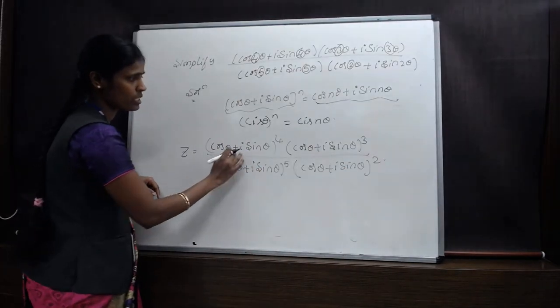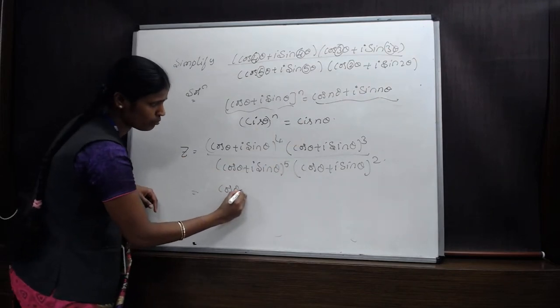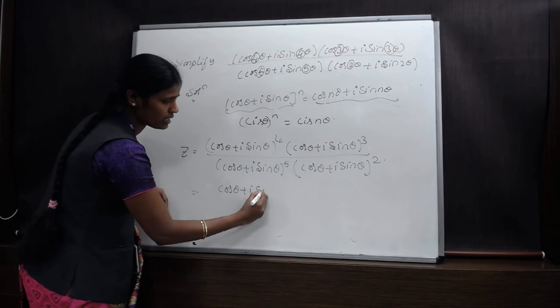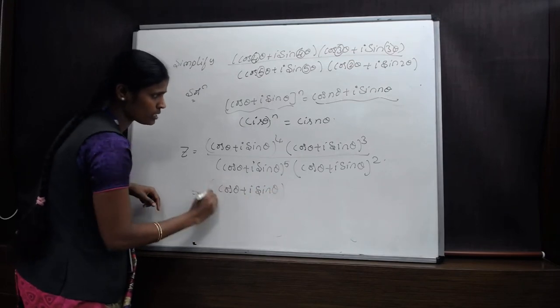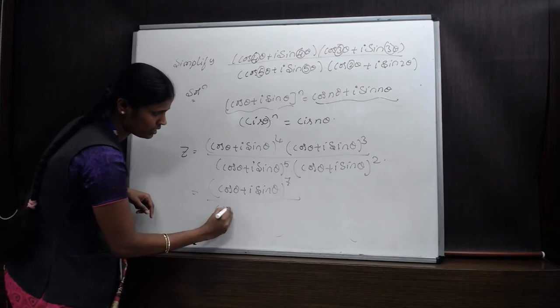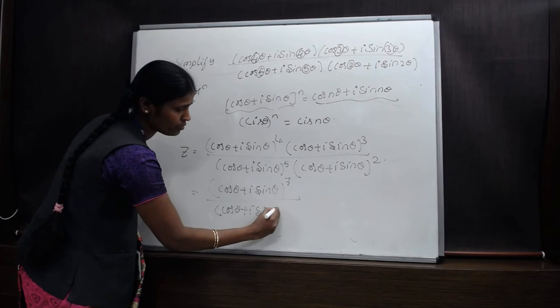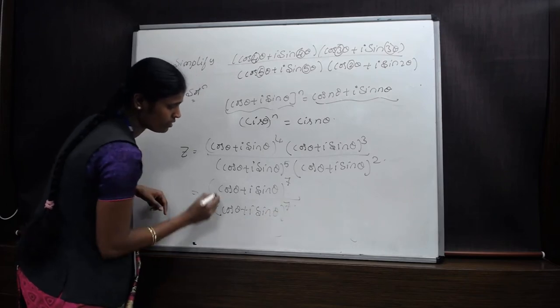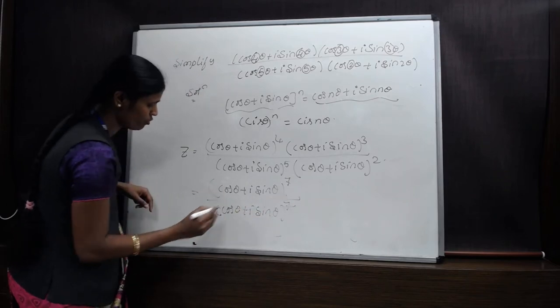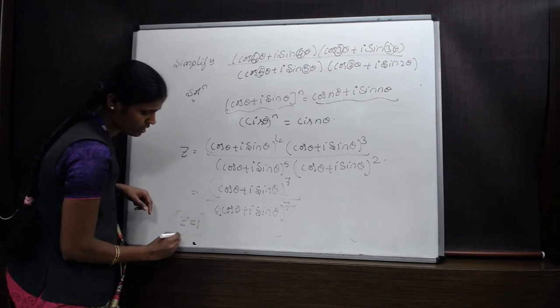Now bases are same, add the powers. So we got (cos theta plus i sin theta) to the power of 4 plus 3 is 7, divided by (cos theta plus i sin theta) to the power of 5 plus 2 is 7 itself. So these two cancelled. So we obtain z, the simplified form of the complex function, is 1.